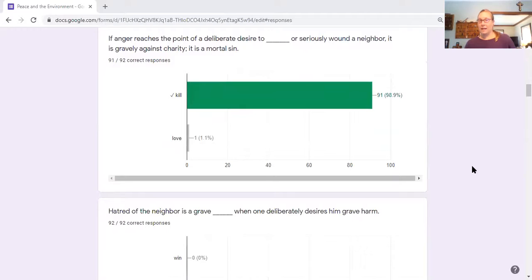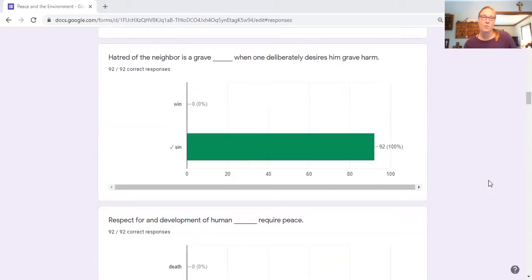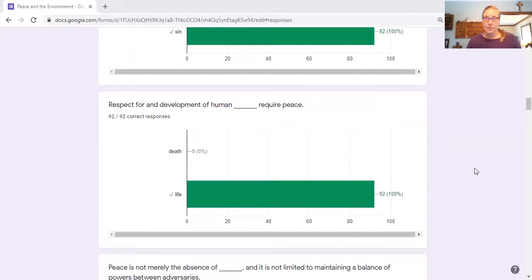All right, and then if anger reaches the point of a deliberate desire to kill, or seriously wound a neighbor, it is gravely against charity. Charity, remember, is that theological virtue, meaning love. And so anytime we have these murderous thoughts, it becomes a mortal sin directly against the virtue of charity or love. Hatred of the neighbor is a grave sin. That's kind of repetitive. So anytime we desire harm of our neighbors, it's sinful, seriously sinful.